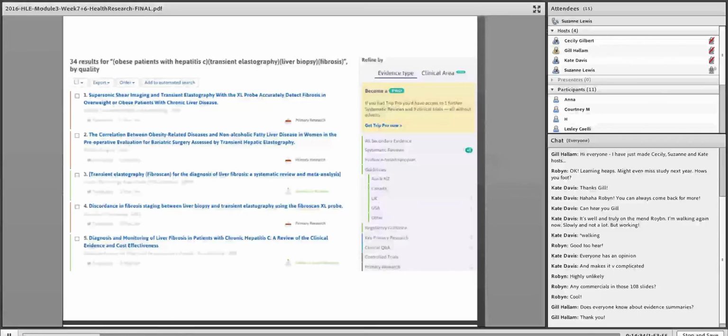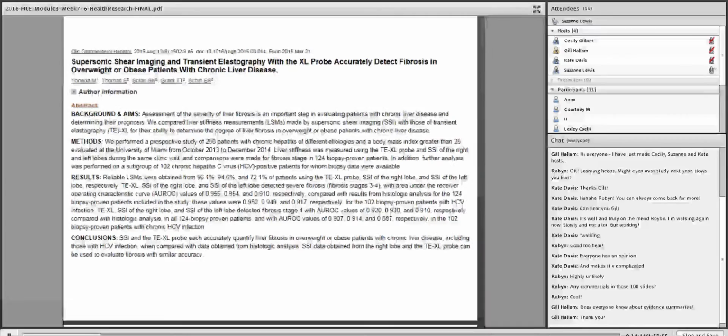And this is the screenshot of the record. It's a search engine, it's not a full text database, so you don't necessarily get the full text, but you do get the reference, the article and the abstract. And even from the abstract, it gives us the answer to the question.